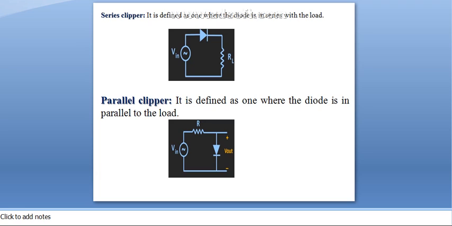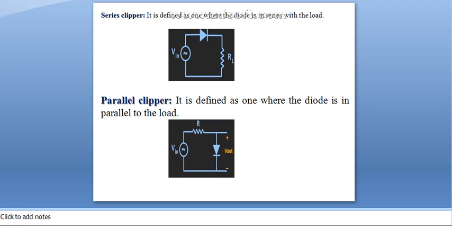In the parallel clipper, the diode is in parallel to the load. In the series clipper, the diode is connected in series with the load, and in the parallel clipper, the diode is connected in parallel with the load.